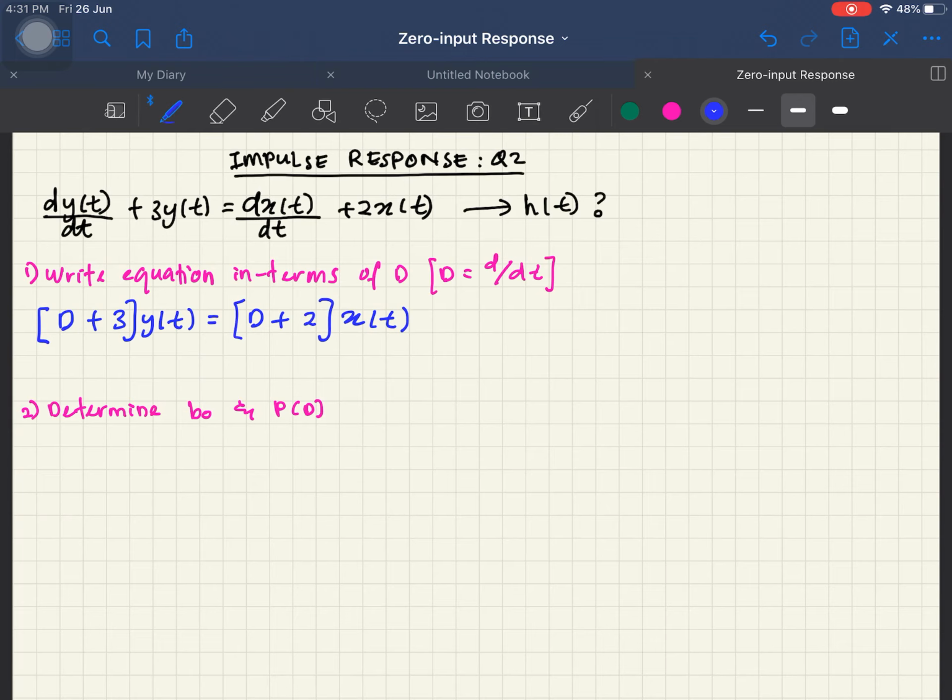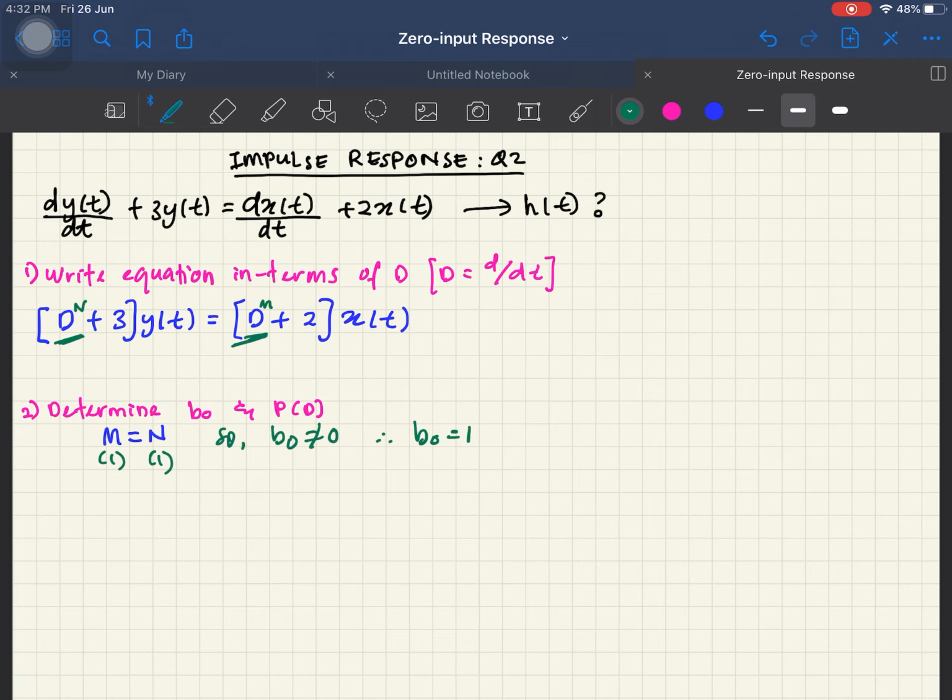Okay, so the next step is to determine b0 and P(D). So in this case we have M equals N. This M is actually the power of D for the input, and the N is the power of D for the output. Here D is to the power of 1, and this D is also to the power of 1. So M equals N, which is 1 and 1. So in this case b0 is not equal to 0, where b0 is the multiplier of D to the power of M. So b0 equals 1.